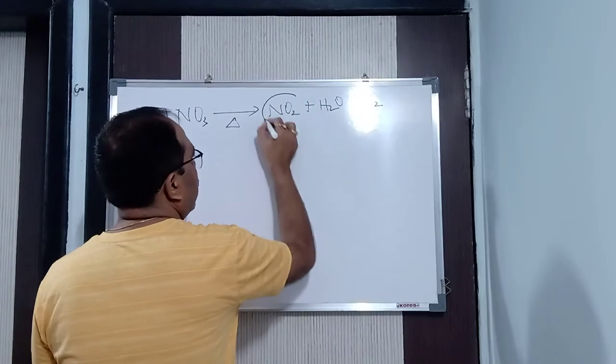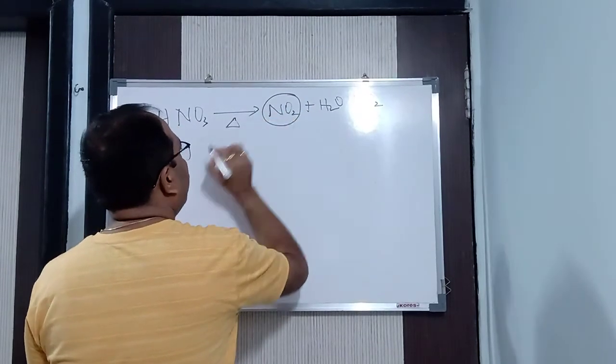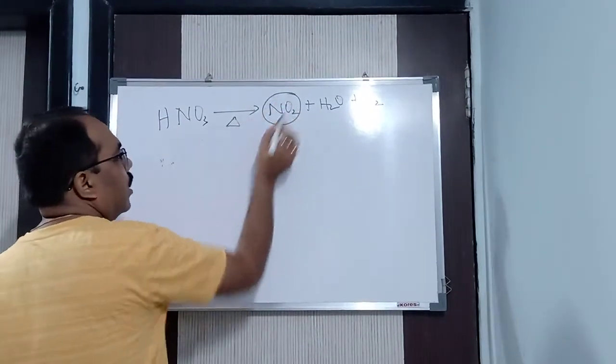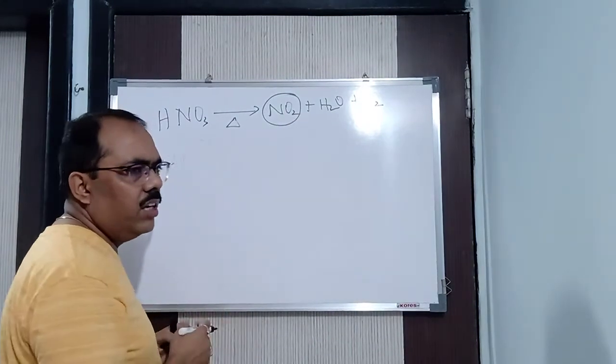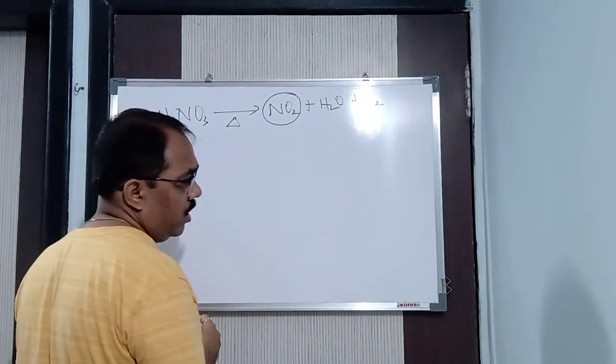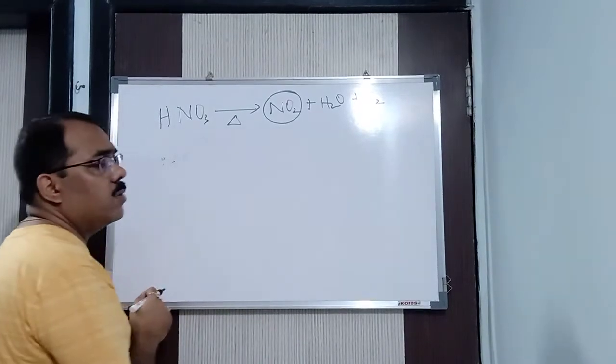This nitrogen dioxide is a reddish brown colored gas. So simply if you heat nitric acid, it will give you a reddish brown colored gas, nitrogen dioxide, which is also a pungent smelling gas. But the most important thing is that it gives reddish brown colored fumes.